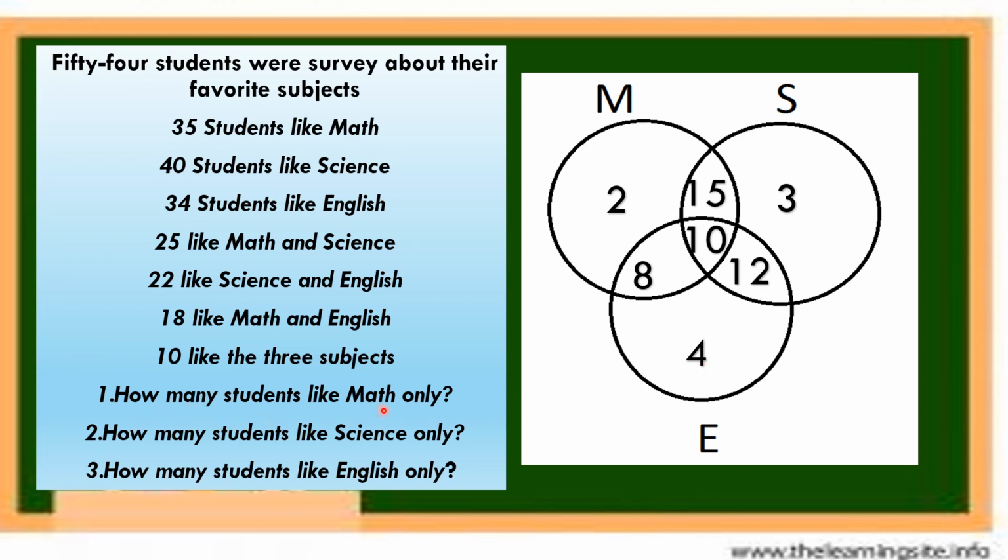How many students like math only? Math only, the answer is 2. Next question. How many students like science only? Science only. The answer is 3. And how many students like English only? English only. The answer is 4.